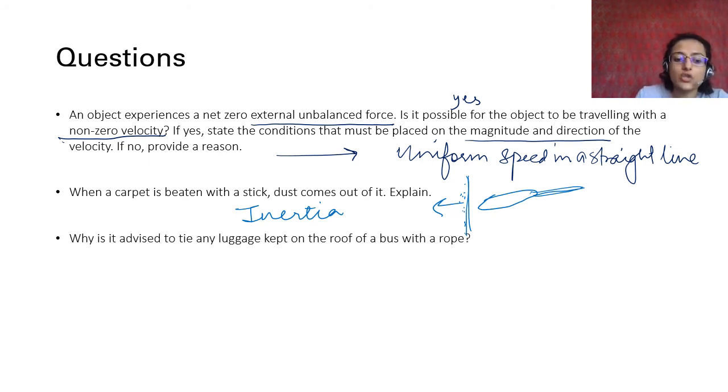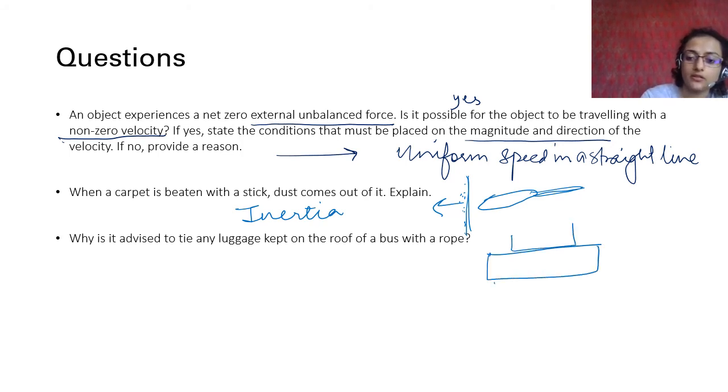Why is it advised to tie any luggage kept on the roof of a bus with a rope? Again, due to inertia, because if you have a bus and you have luggage kept on it, if the bus moves forward quickly, then the luggage has a tendency to remain at the same place due to inertia. Therefore, it might fall back. Or if the bus decelerates, if it hits the brake, it will move.